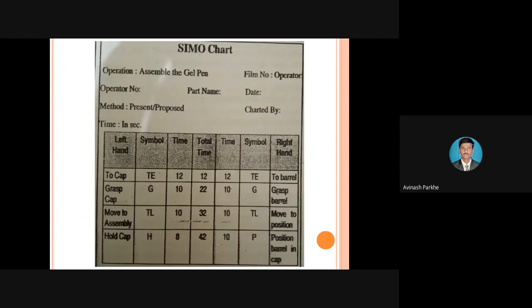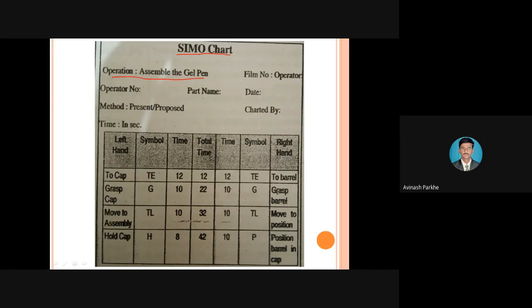Now we'll discuss the Simo chart. What is the nature of a Simo chart? This is the representation of the Simo chart. You can see here which operation we are performing: assembly of the gel pen. I have taken a simple operation. You know about the pen or gel pen.